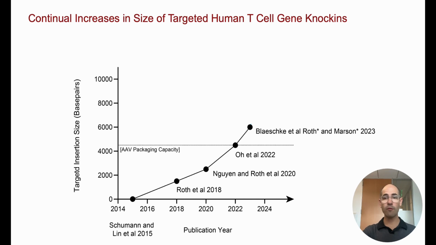But I'll quickly go over the developments of the last 10 years and the continual increases in the size of gene knock-ins that we've been able to do in primary immune cells.